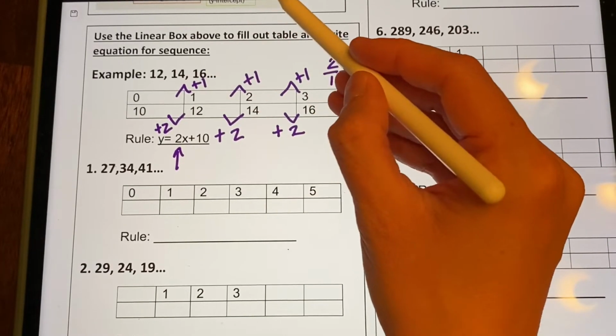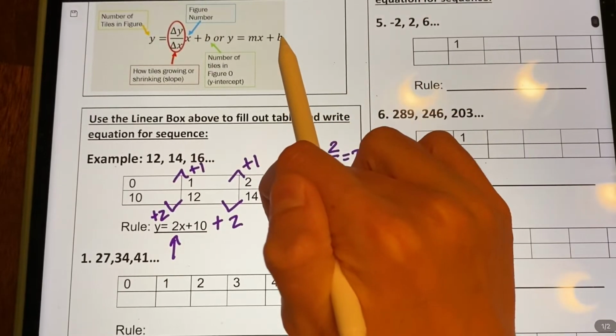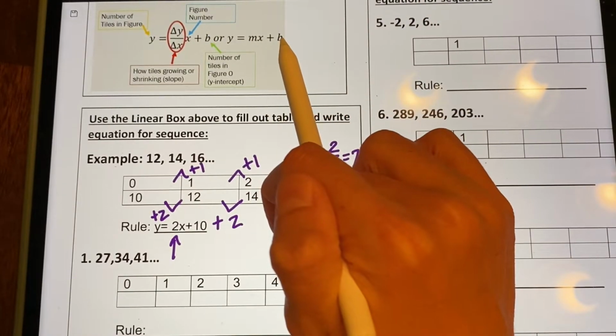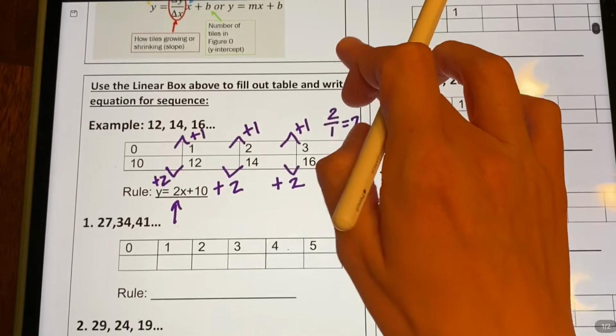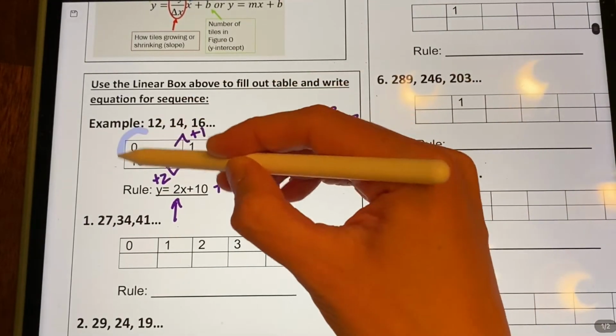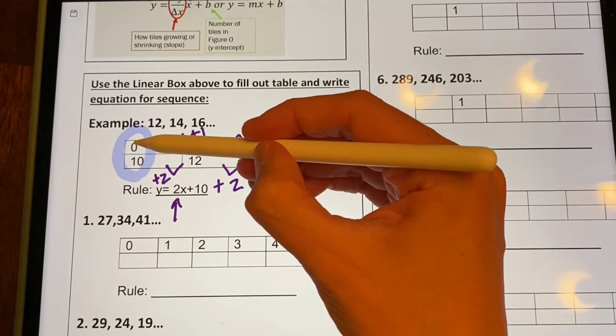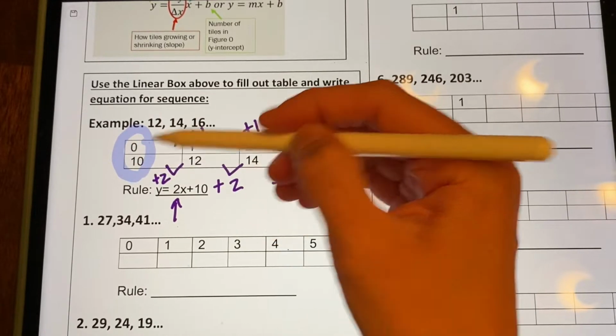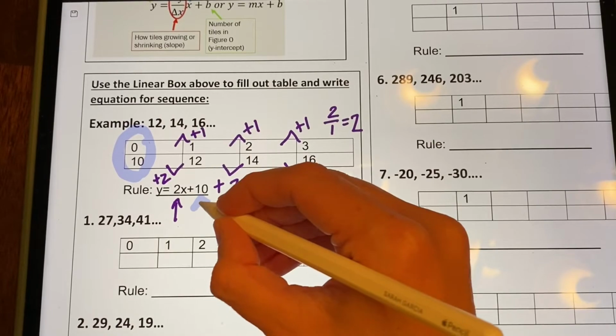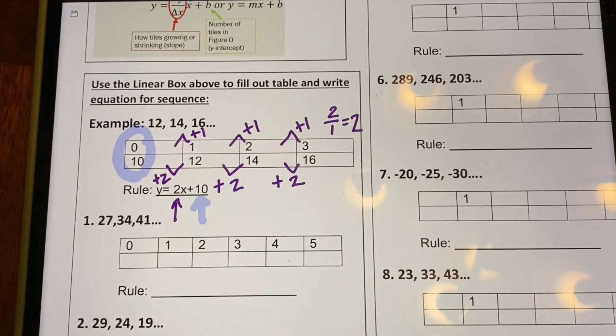Then we need to figure out our b, right? So the b, so right here at the end, it'll be plus or minus, and it is the number that is with 0. So here's 0 on the x, okay? So when x is 0, y is 10. That's what goes at the end right there, okay?